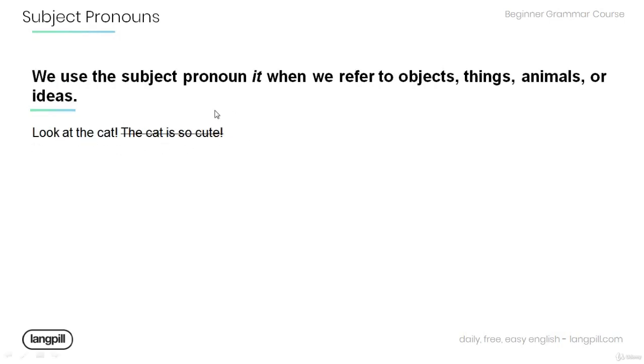Let's have a look at another sentence over here. "Look at the cat. The cat is so cute." Note that the subject pronoun "it" is used when we refer to objects, things, animals, or ideas. Try to avoid repetition in the sentence by using the correct subject pronoun. It is so cute.